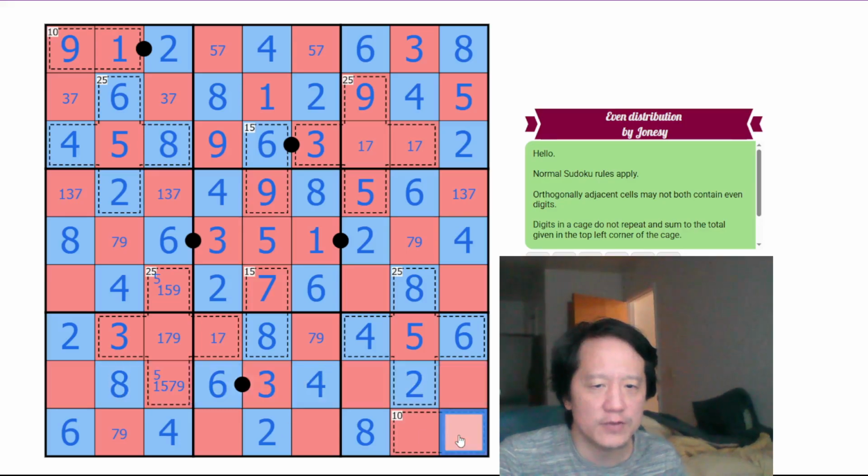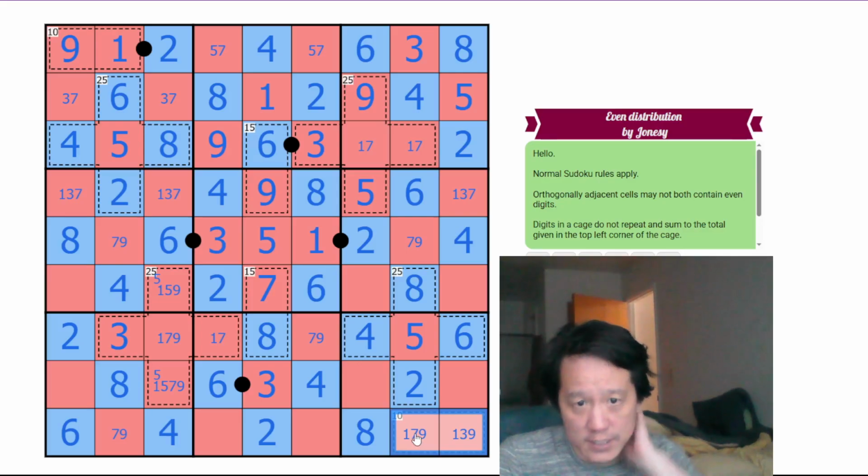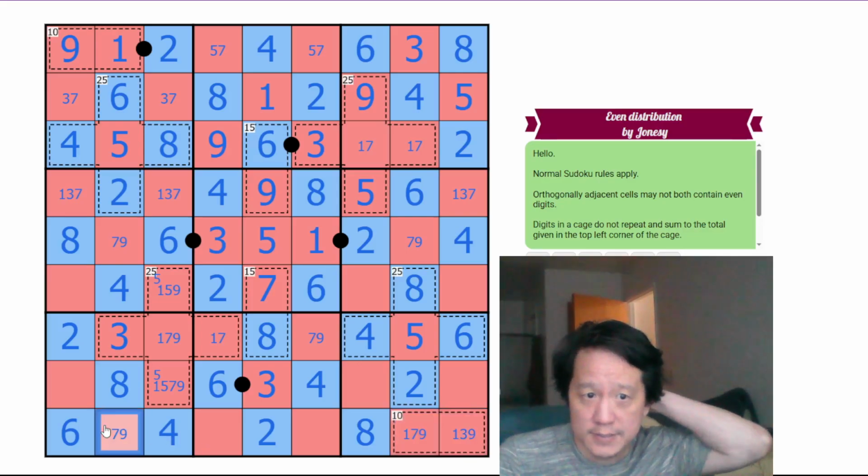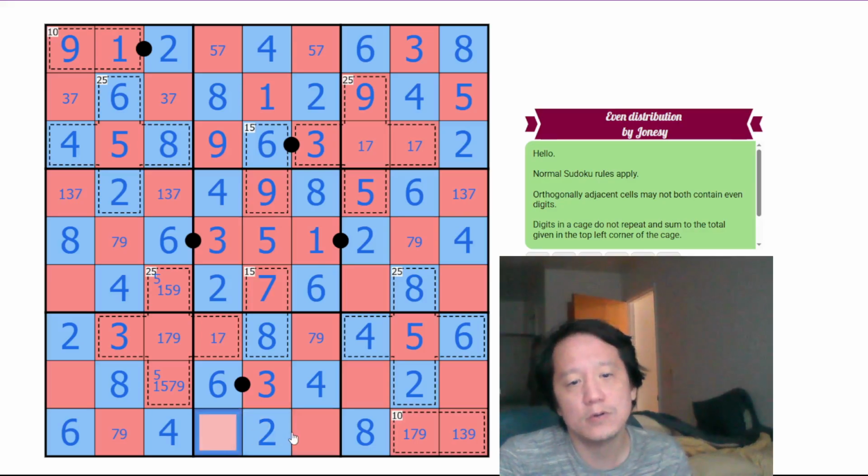Do we have anything? Oh, these two add up to 10. This has to be 1, 7, or 9, so this must be 1, 9, or 3 here. We have a guaranteed 7 or 9 here, and this is 7 or 9. That eliminates 7 and 9 in the rest of the row.